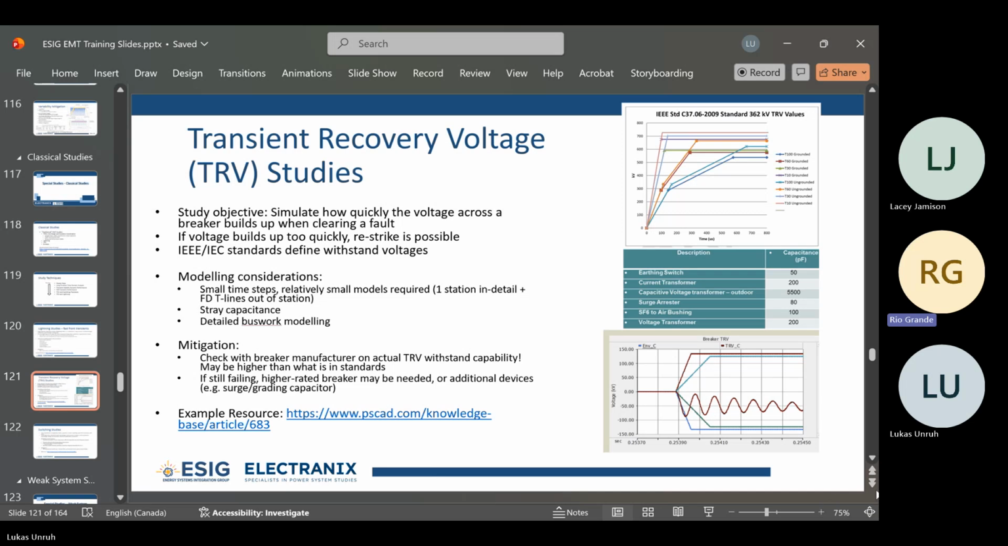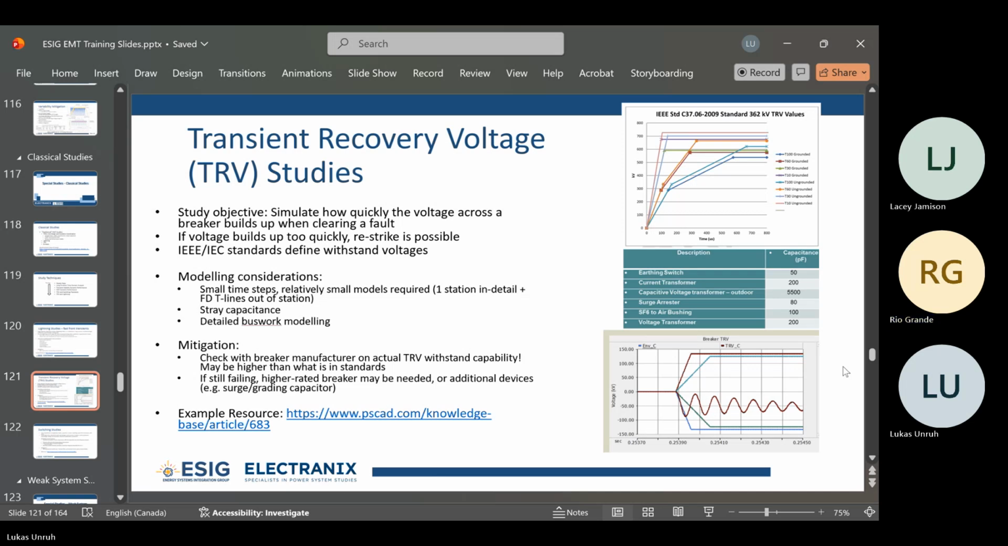Next one I'll mention is transient recovery voltage studies. These can be very interesting and somewhat complicated in a different way. When you have a fault in a system and you want to clear that fault using your breakers, you open the breaker and there'll be a voltage buildup across the terminals of the breaker as you open. And if that rate of rise of voltage is more than what the breaker can withstand, then you'll effectively have a restrike on that breaker and you won't be able to clear the fault.